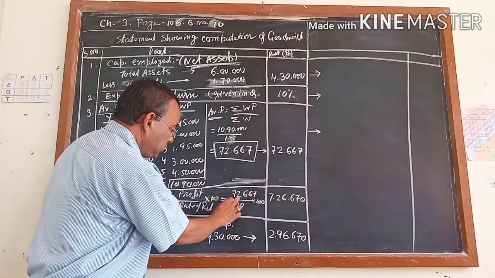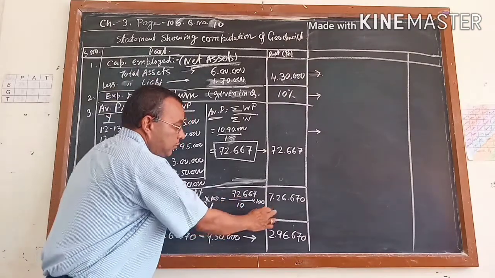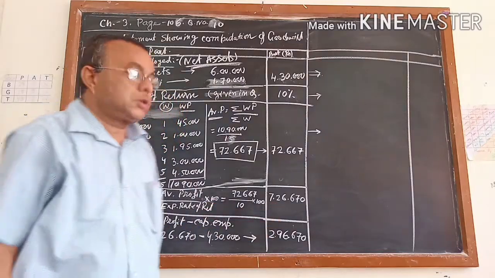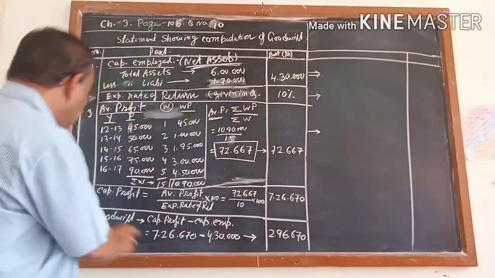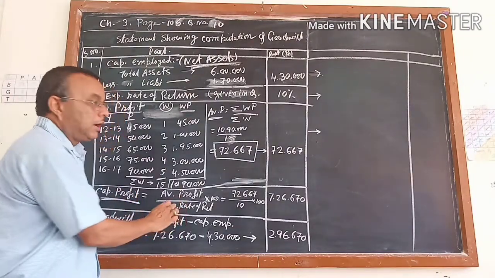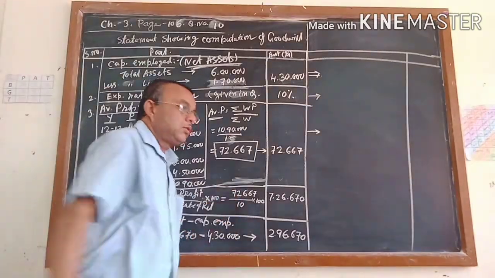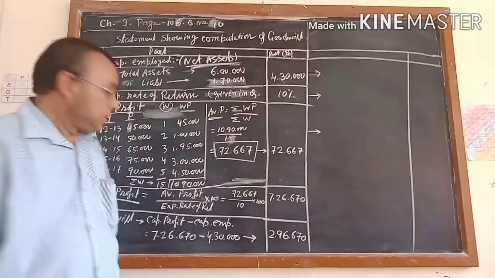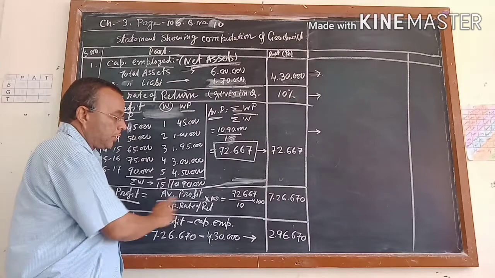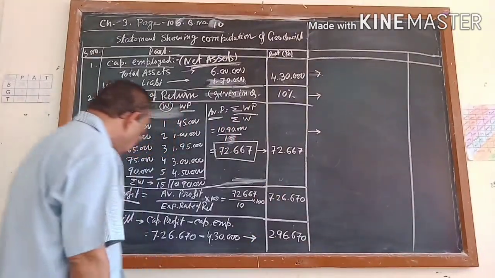So 72,667 multiplied by 100 divided by 10 comes to 7,26,670. That is your capitalized profit. This formula you have to remember, and in every step you have to write the formula and the figure working. Then only you will get marks. If you do not write the formula and directly do it, you will not get full marks.